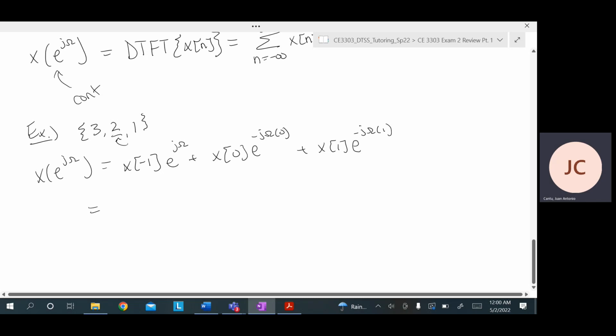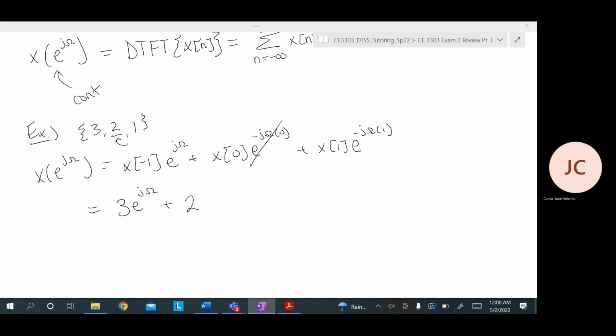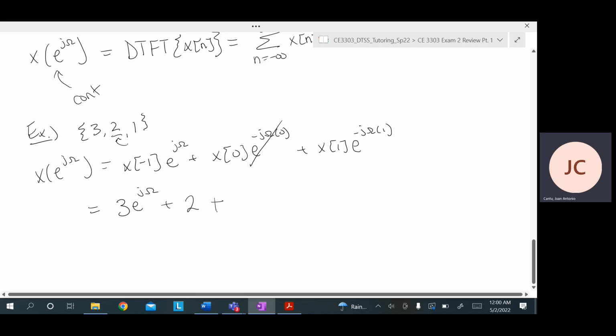Okay, what that'll give us is 3e^(jω). And then anything to the 0 power is just 1. So we'll get x[0] is 2, so plus 2. And then lastly, plus e^(-jω).